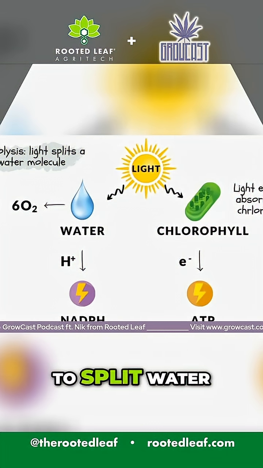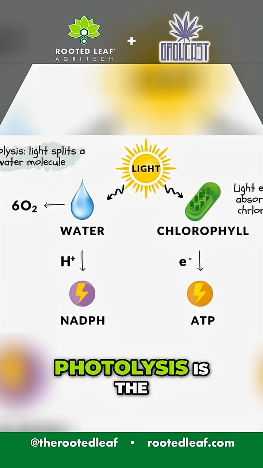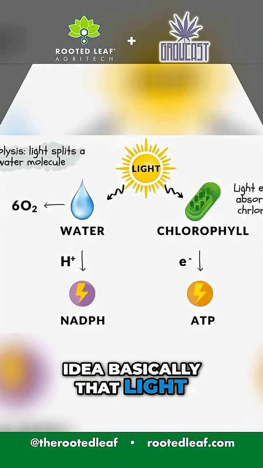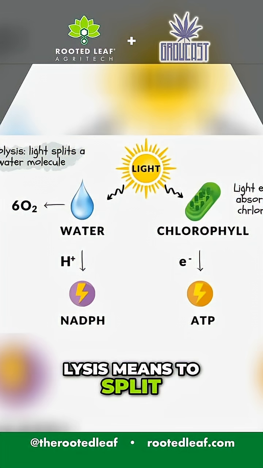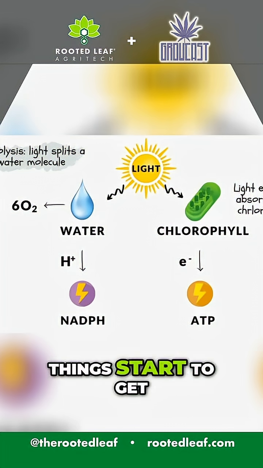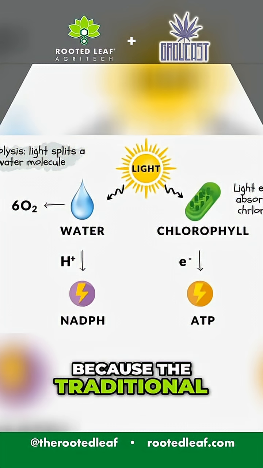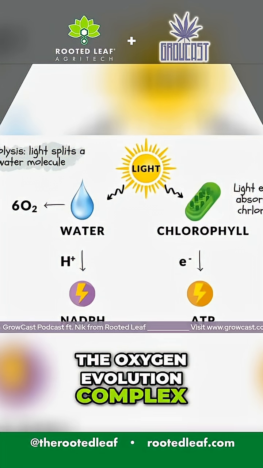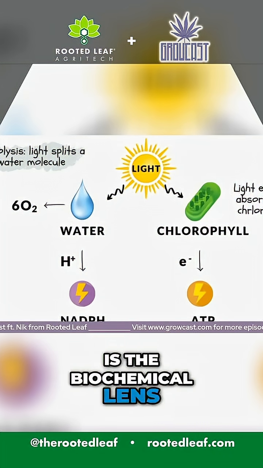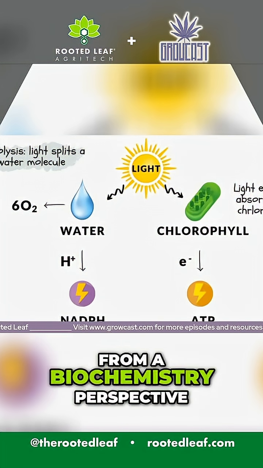What are plants doing to split water? Yeah, photolysis is the idea basically that light, photo, can be used to split something. Lysis means to split. So this is where things start to get a little bit complex, because the traditional lens of looking at the operation of the oxygen evolution complex is the biochemical lens. We like to look at this from a biochemistry perspective.